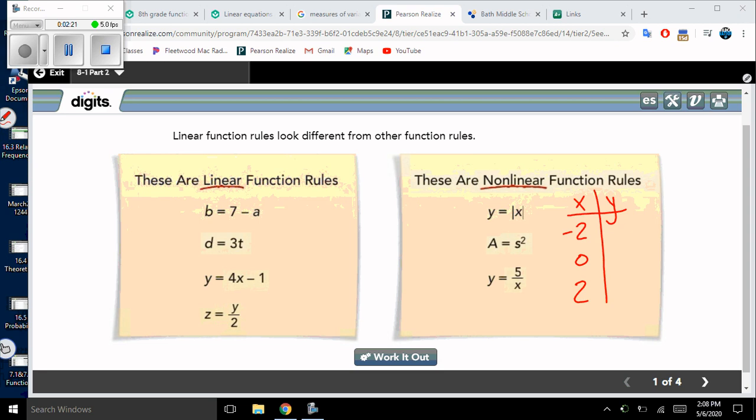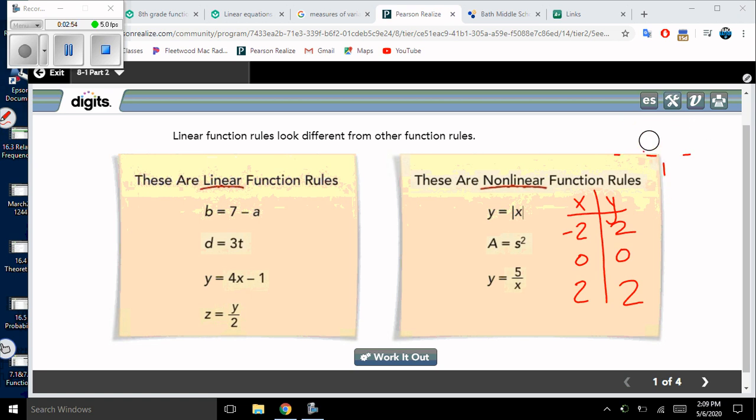If I plug in -2 for x, my y value is going to be 2. If I plug in 0, I'm going to get 0. And if I plug in +2, I'm also going to get 2. So from a graph standpoint, we're going to get 0, 0. We're going to get -2, comma 2, which puts me about right there. And we're going to get 2, 2, which puts me about right here. So the absolute value one actually creates a V situation, okay?